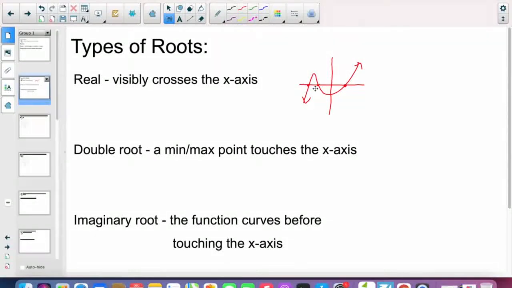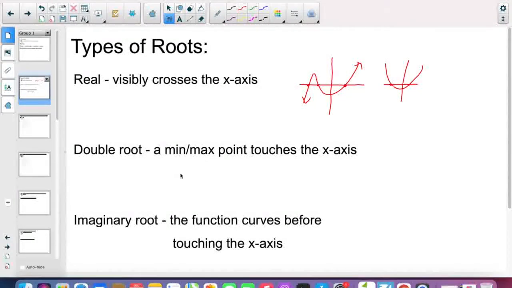We could use Desmos to find out exactly where those points are if we had an equation for this. So that's what the function would look like. And it doesn't necessarily have to have two curves. It could be a parabola crossing at two different places. It really doesn't matter how many curves it has or how many times it crosses. It has real roots when it visibly crosses the x-axis.